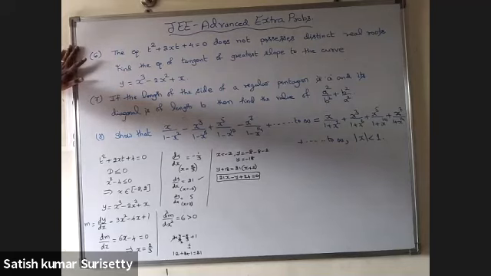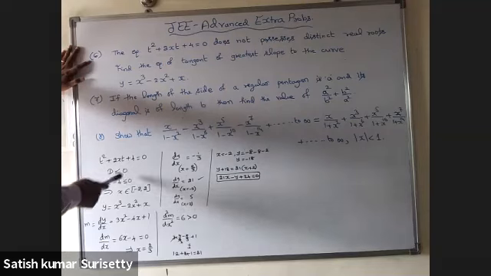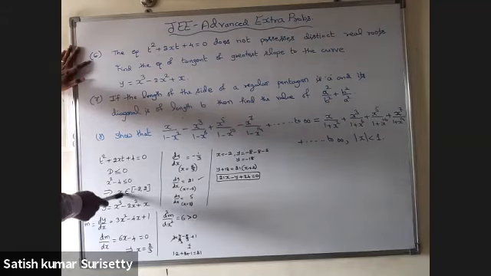So the quadratic equation does not possess distinct real roots. So discriminant will be less than or equal to 0. So from this you'll get x belongs to closed interval minus 2 to 2. So the curve y equals x cube minus 3x square plus x.